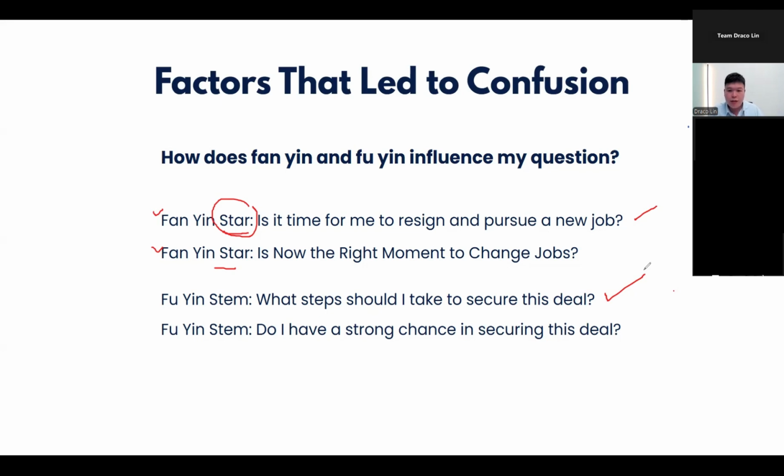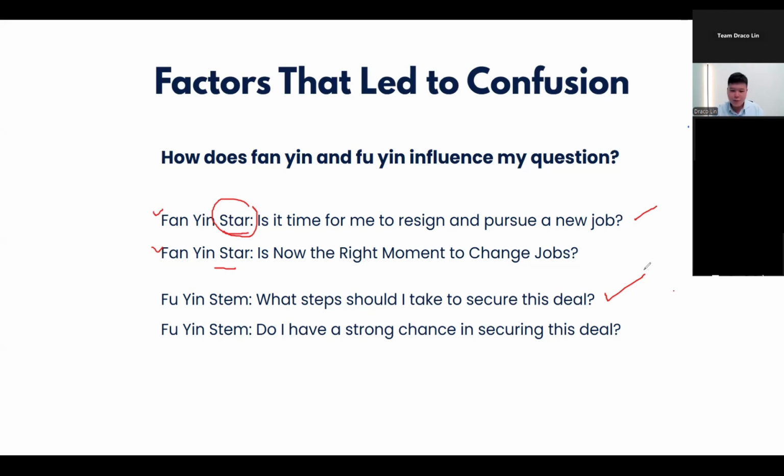So what steps should I take to secure this deal? I see a Fu Yin stem, which means the people matters have a problem. So what should I do? Maybe I should build my network, or build better connections with people. Because right now I want to secure this deal, and the stems are Fu Yin, which means the people part is not moving. So if the people part is not moving, what can I do? You get my point?